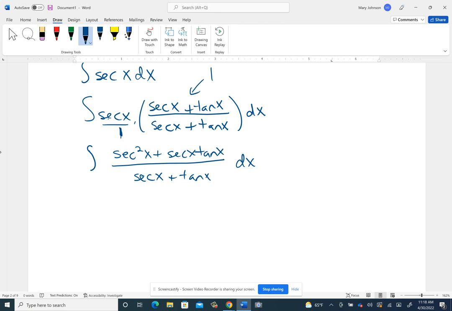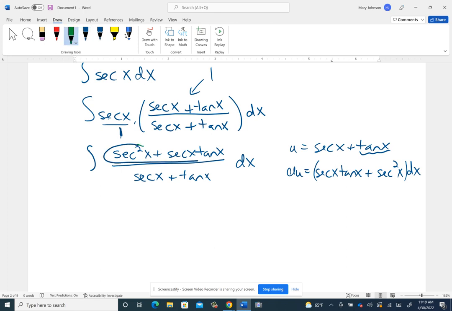Okay? Then what I'm going to do is let u be the secant x plus tangent x. And when I do the derivative of secant, I get secant x tangent x. When I do the derivative of tangent x, I get secant squared x. Well, look, that's exactly what I now have. That right there equals du. Okay. So I can rewrite the problem as 1 over u du.